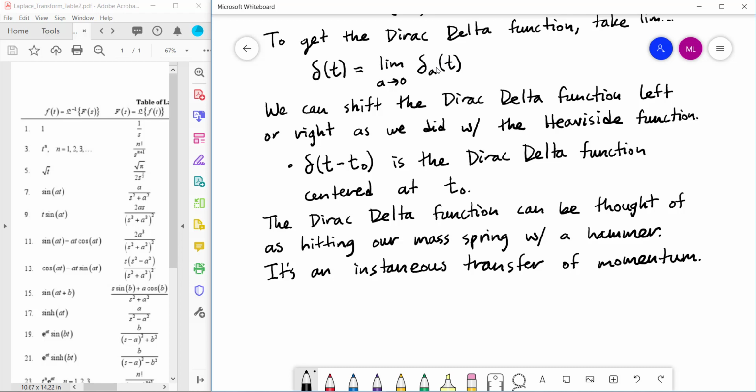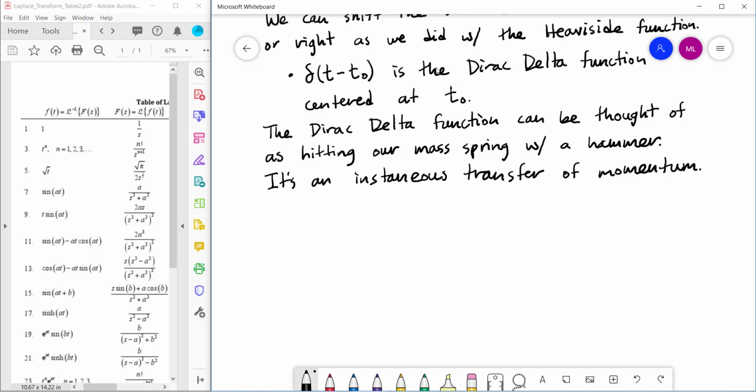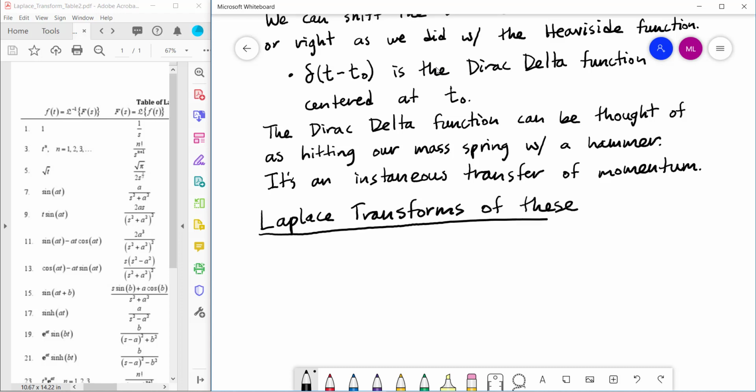I want to talk about what the Laplace transforms of these things look like real briefly, at least mention them. They are in our tables, so we don't need to go into too much depth, as well as a couple of other little helpful things that show up. So there's a couple of properties of these. In fact, let's just talk about the Laplace transforms first. Okay, so what do the Laplace transforms of these functions wind up looking like?